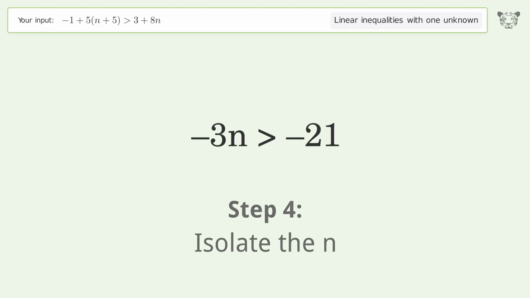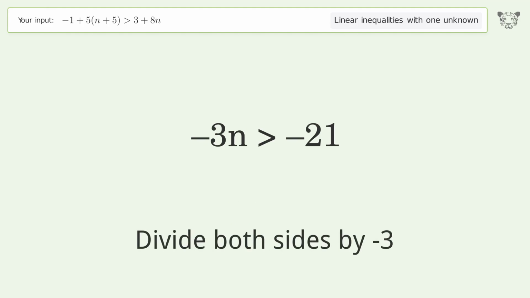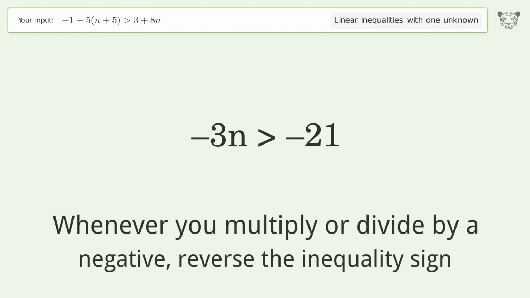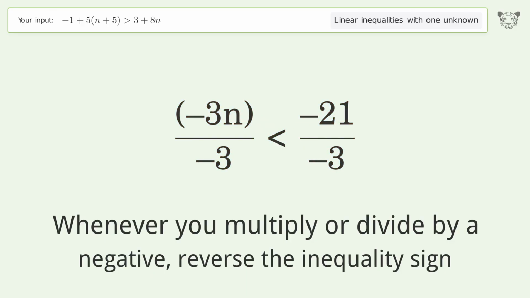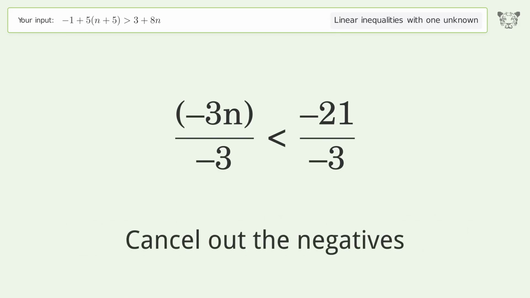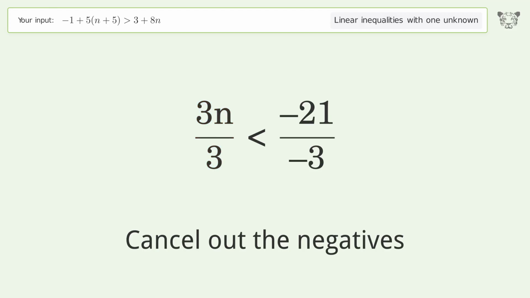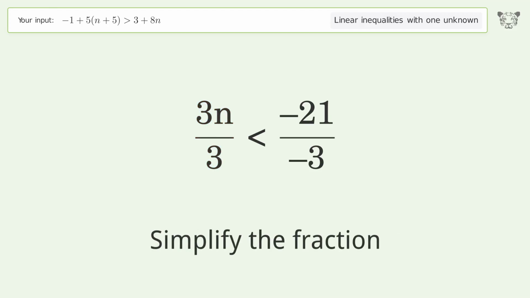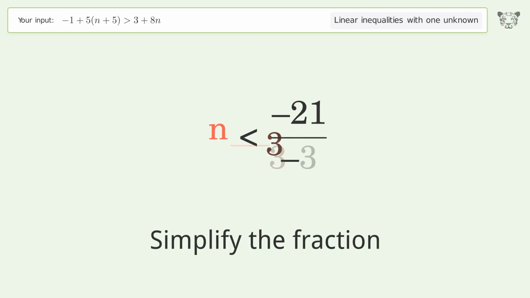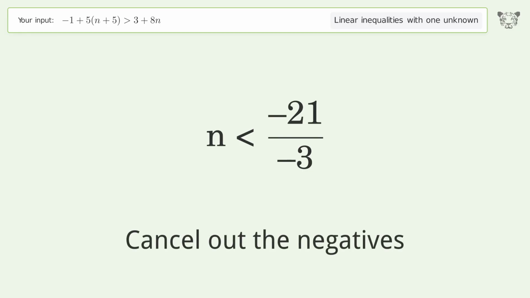Isolate the n. Divide both sides by -3. Whenever you multiply or divide by a negative, reverse the inequality sign. Cancel out the negatives. Simplify the fraction. Cancel out the negatives.